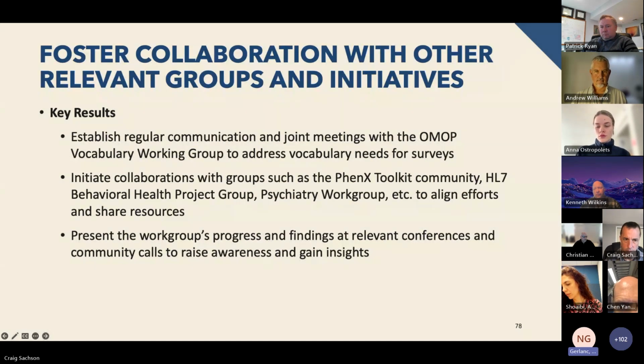We also want to foster collaboration with our groups. As I've mentioned, we're likely to be working a lot with the vocabulary group, other groups within OHDSI, like the psychiatry work group, but also looking at other groups that have worked on harmonizing surveys. So Phoenix Toolkit, the Behavioral Project Group for HL7, things like that. And then again, collate this information and share it out. All right, next slide.